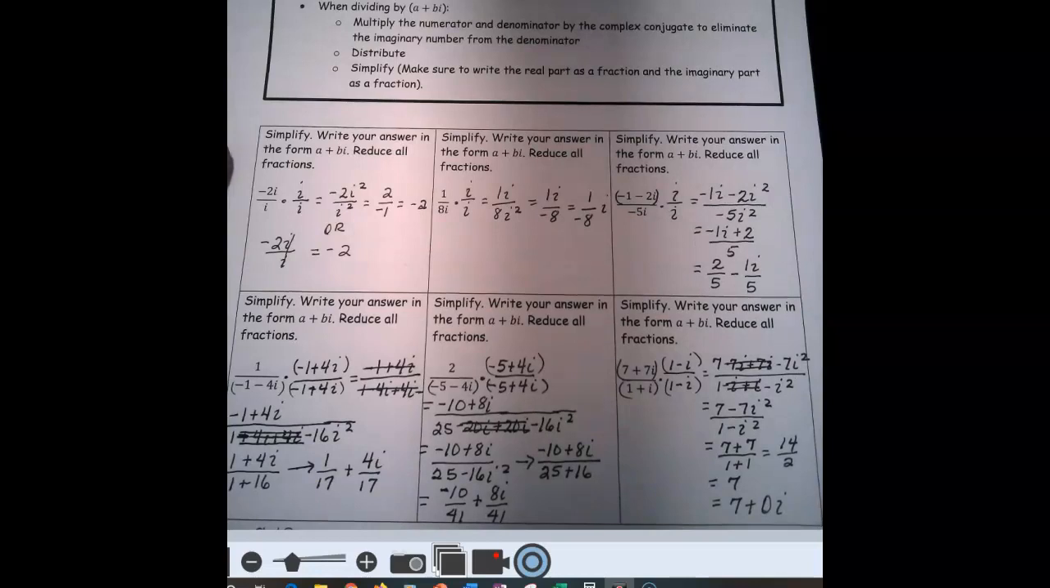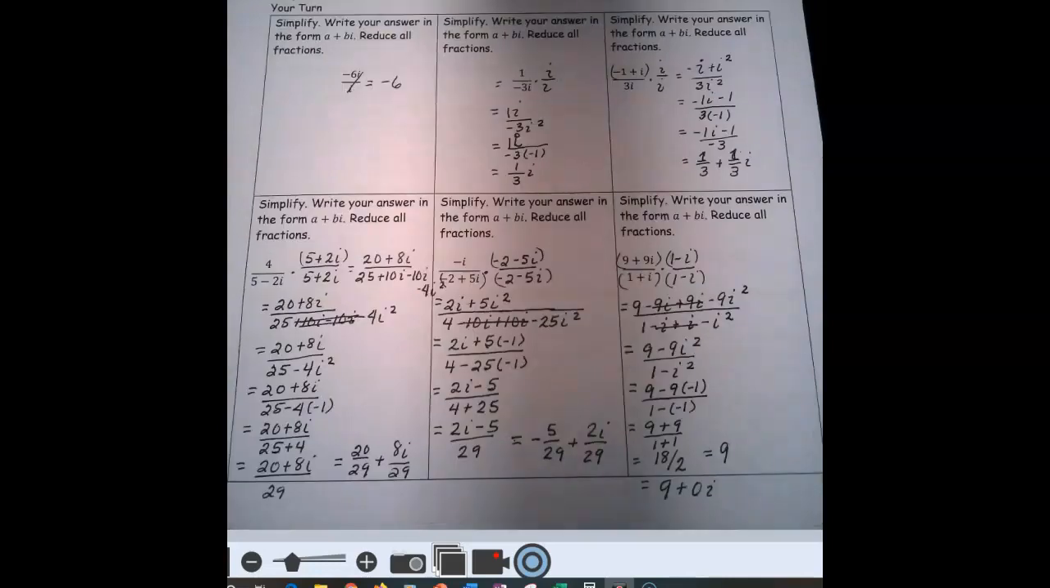You do have your turn on the next page. Go ahead and complete that, and we'll come back with the answers. All right, so here's your turn completed. There are a lot of steps, and I understand that. So please take your time. I would really rather you be slow and right than fast and wrong.